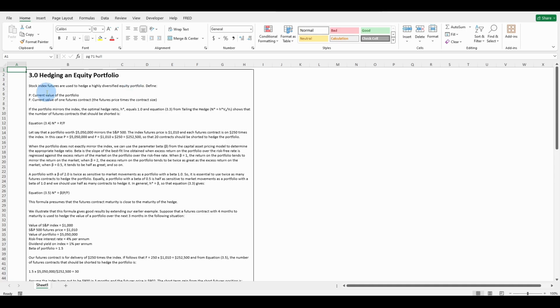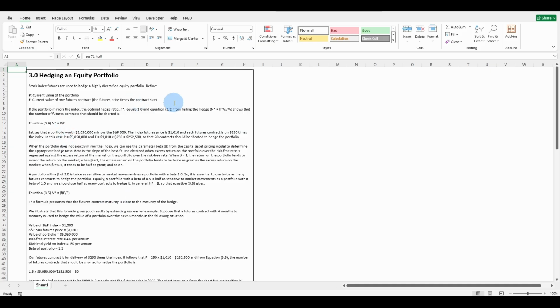Hedging stock. Stock index futures are used to hedge a highly diversified equity portfolio. Define P, the current value of the portfolio, and F, the current value of one futures contract, which is the futures price times the contract size. The portfolio mirrors the index. The optimal hedge ratio, H, equals 1. Equation 3.3 from Hull shows that the number of futures contracts that should be shorted is N equals P divided by F.